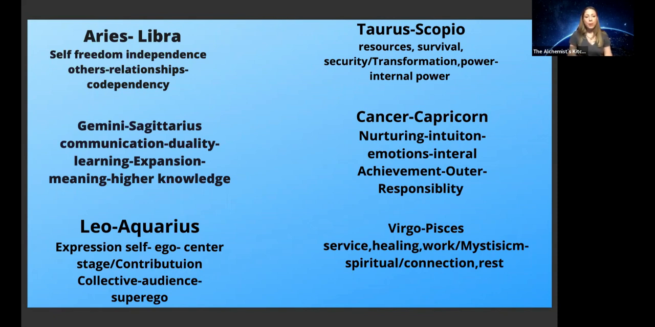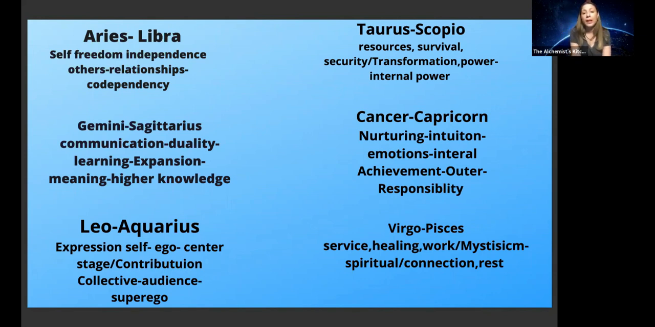The Gemini Sagittarius axis. So these are both about learning, but Gemini is more about skills, communication, and duality. And Sagittarius is more about expansion and higher learning. Gemini is more about listening, where Sagittarius is more about, this is my meaning, this is my beliefs, this is what I want. So this is the axis that's going to be explored. Both are teachers and both are learning, but they value different things.